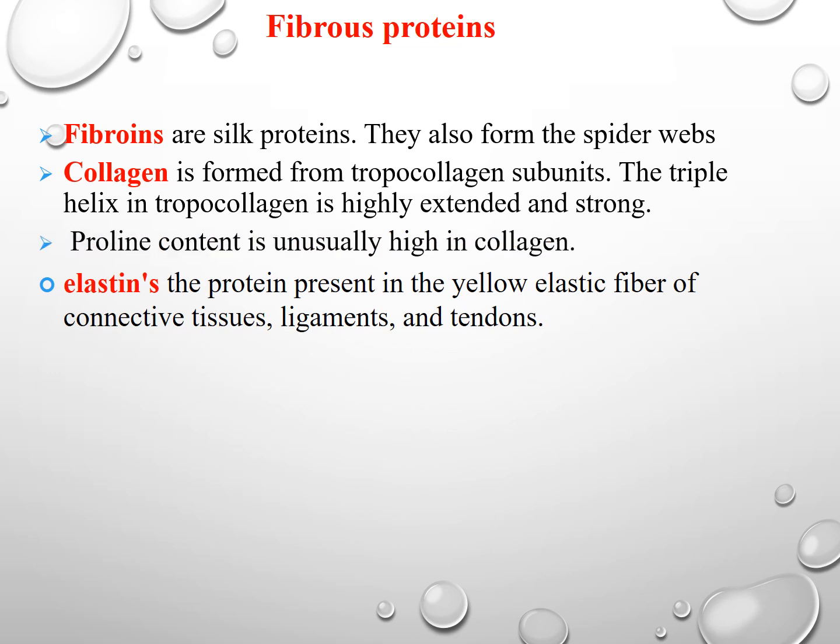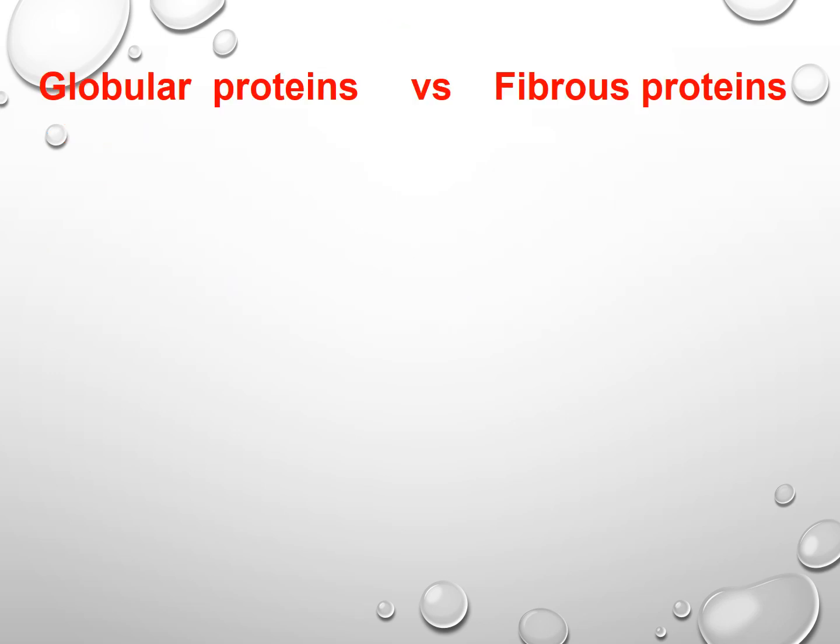So when we look at the different points, fibroins are the silk proteins, collagens are highly extended proteins present in collagen fibers. Proline is unusually high in collagen fibers, and elastin is present in ligaments, tendons and connective tissues. The differentiation points between fibrous proteins and globular proteins, I have a big list of that, but we have to summarize it here in this slide. The first difference is that globular proteins have a compact structure, and fibrous proteins have an extended structure.